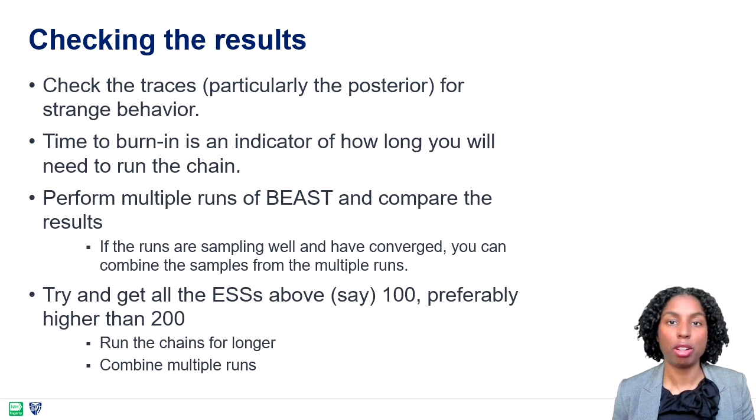Again, perform multiple runs of BEAST and compare the results. If the runs are sampling well and have achieved convergence, you can combine the samples from the multiple runs. Try to get all the ESSs above at least 100, but preferably higher than 200. To achieve this, sometimes we need to run the chains for longer and/or combine multiple runs.